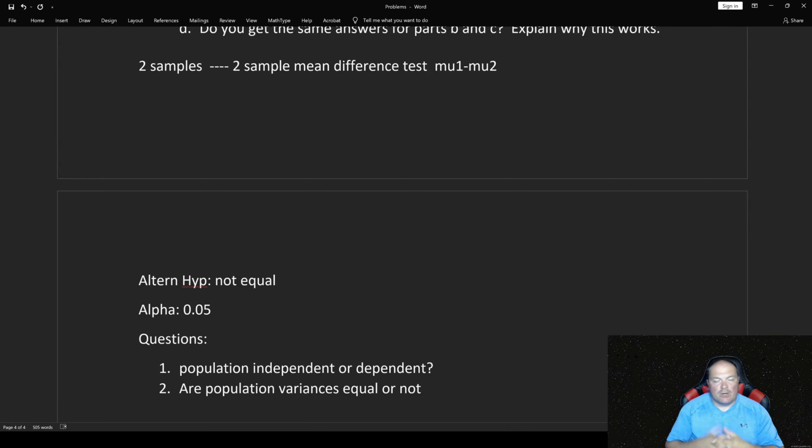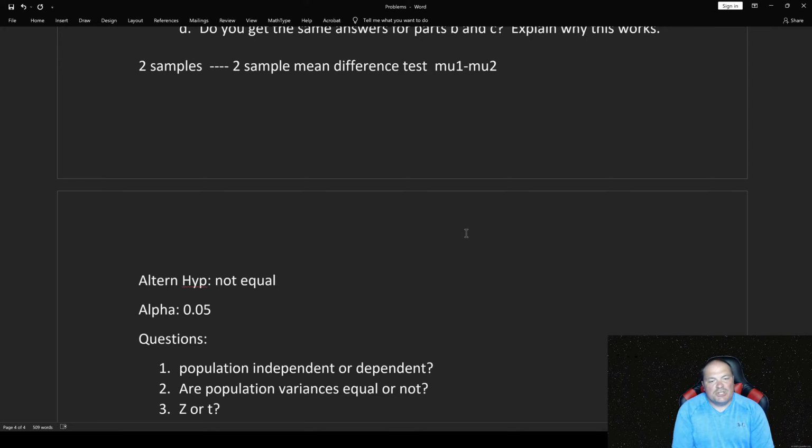Now, if you've come across these two sample tests before, you know if the populations are independent, we're going to use the two sample independent test. If the populations are dependent, we're going to use a paired test. We also know that if the populations are independent and the population variances are equal, then we're going to use a pooled test. If they're not equal, then we're going to use an unequal test. The other thing we have to decide is, are we using Z or T? These are the three things we need to decide.